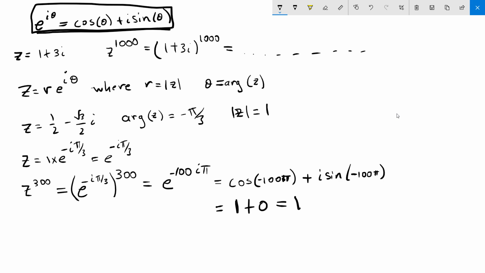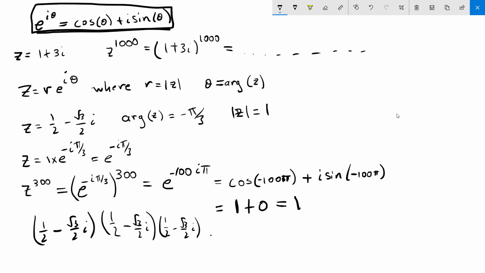So clearly this is a lot easier, much easier than saying 1/2 minus root 3 over 2i times 1/2 minus root 3 over 2i times 1/2 minus root 3 over 2i. Well, 300 times. That's what you have to do. But if you were actually to multiply that 300 times and add up all the like terms, it would give you exactly 1.